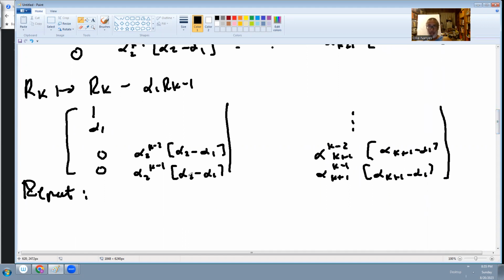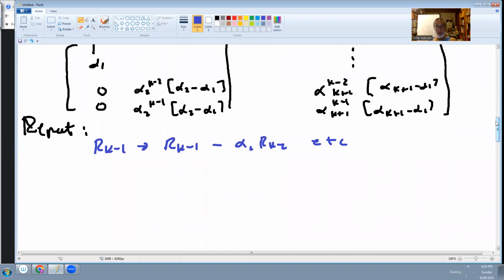The next step would be rk minus 1 minus alpha 1 rk minus 2, etc. So if we repeat that carefully enough all the way to the very last one, we'll have a 1 here. These will all be zeros. This one, we'd have an alpha. In this very first one, we'd have alpha 2 to the 0. So we have alpha, that's just a 1.